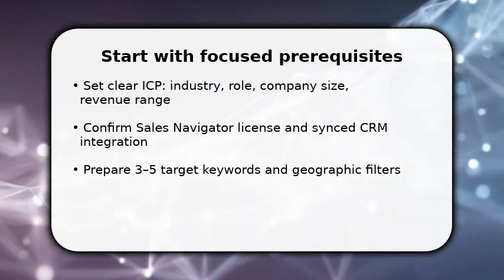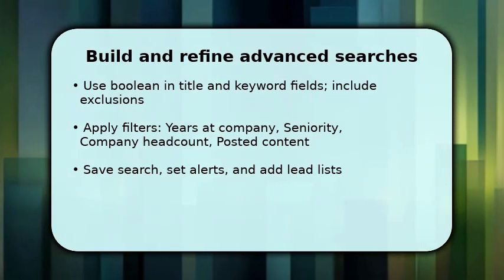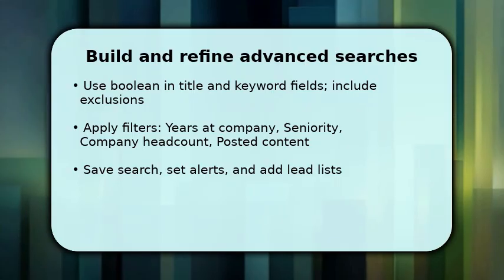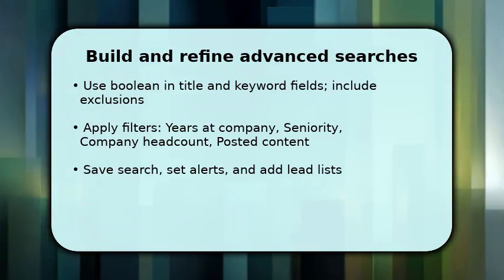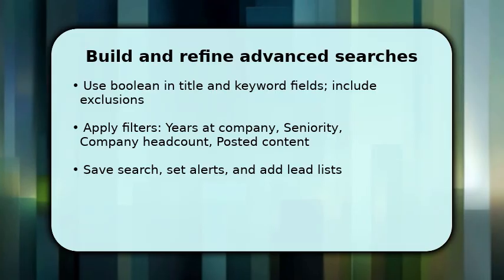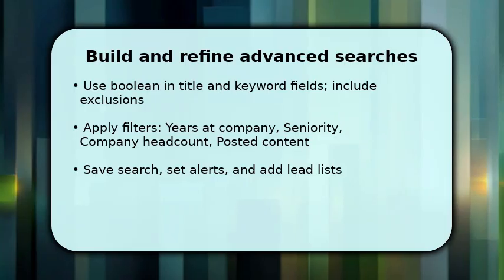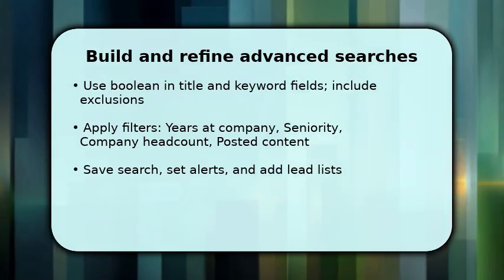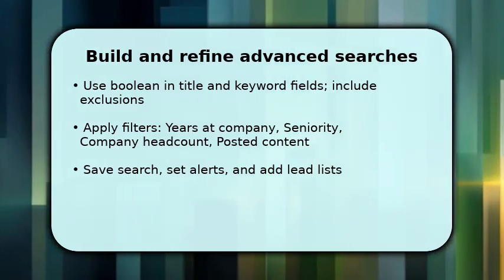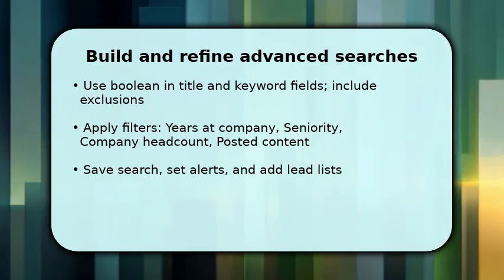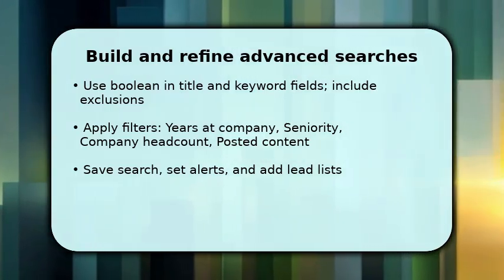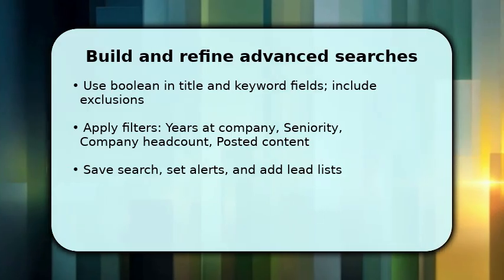You now construct an advanced search using Boolean operators in titles and keyword fields to combine terms and exclude noise. Once done, layer filters like seniority, company headcount, years at company, and recent posted content to surface engaged prospects. Make sure to test variations to see results change. Save the refined search and enable alerts so new matches appear automatically.